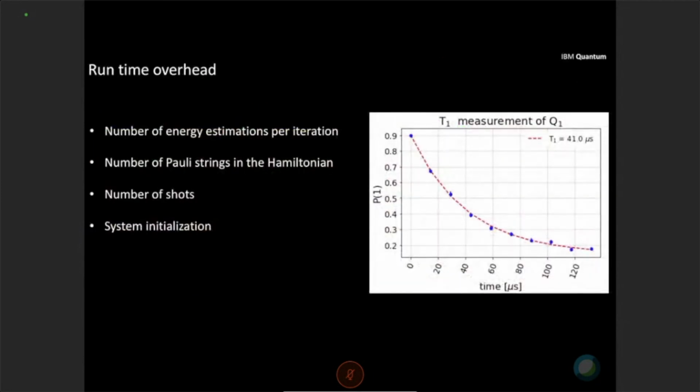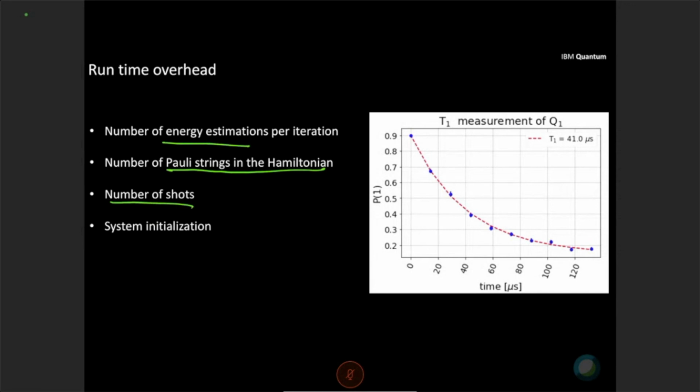And then in this section, I just wanted to finally talk about how many of these things affect the total runtime when you actually want to run this on hardware. So of course, it's the total number of energy estimations. So if you're taking the gradient descent approach, how many times do you need to measure the energy every iteration? How many Pauli strings do you have in your Hamiltonian? Well, it's not exactly the number of Pauli strings. It's more to do with the number of groups, because every group is going to require a different set of post rotations, which means a different circuit that you have to run. That's going to affect the runtime. Then the total number of shots, that's also going to be important.